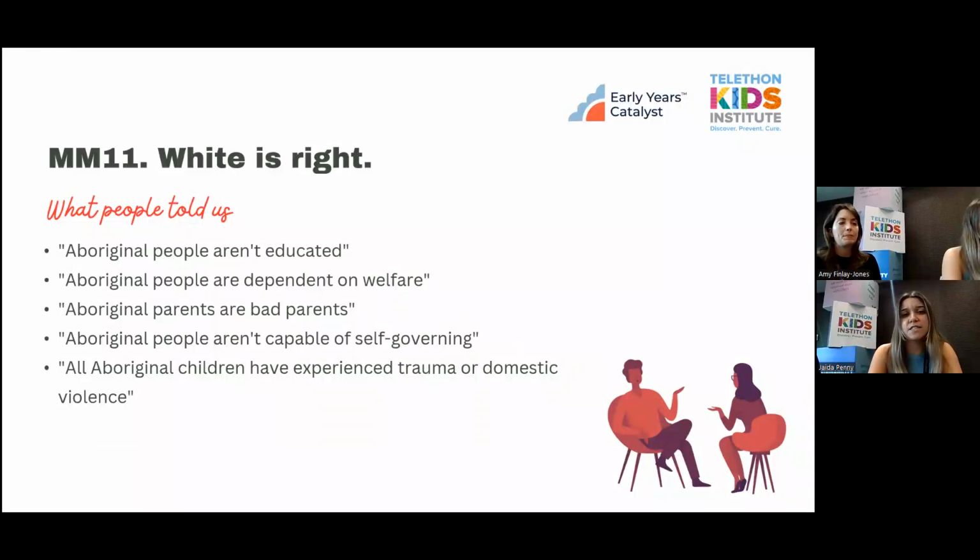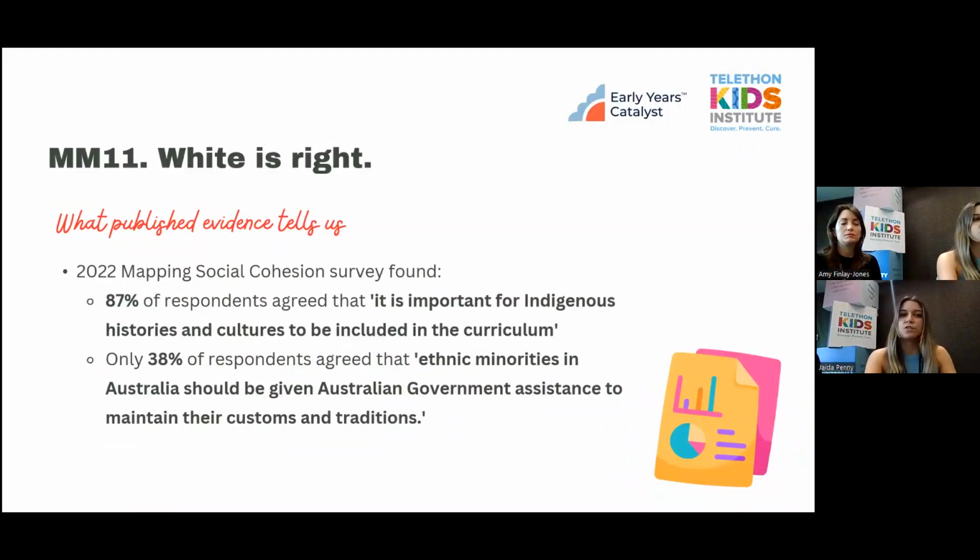These ways of thinking have been expressed by Aboriginal people as how non-Aboriginal people might perceive us. However, some of these might become self-stigmatising within Aboriginal and Torres Strait Islander people. So narratives around Aboriginal and Torres Strait Islander people and ways of being as primitive have been reflected as inconsistent. And to some extent, we see that reflected in evidence from the 2022 Mapping Social Cohesion Survey, which found that 87% of respondents agreed that it's important for Indigenous histories and cultures to be included in the curriculum, while only 38% of respondents agreed that ethnic minorities in Australia should be given Australian government assistance to maintain their customs and traditions. So you see that sort of inconsistency in narratives here.